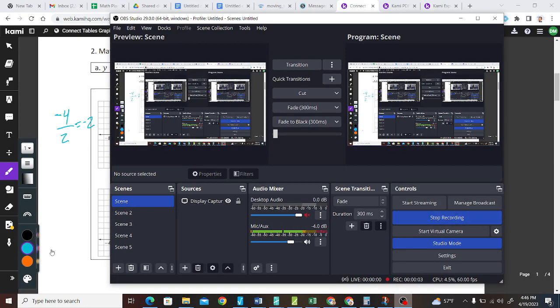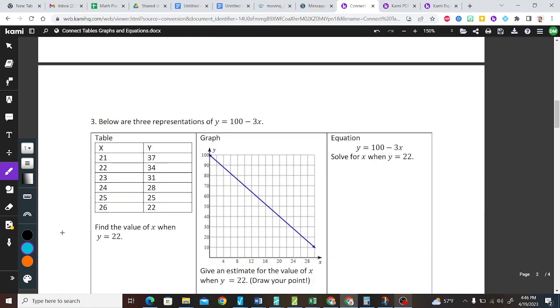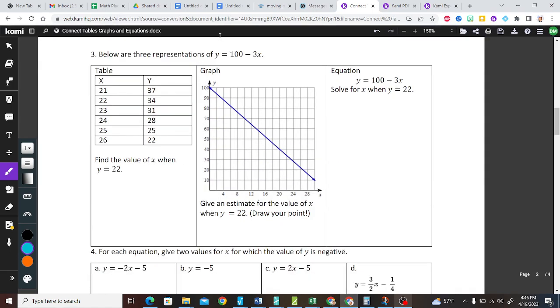All right, going to make page 2. So below are three representations of y equals 100 minus 3x. We want to find the value of x when y equals 22. So we're going to look at the y column, and we're going to go down until we get 22, which is right here. And that means that x equals 26.